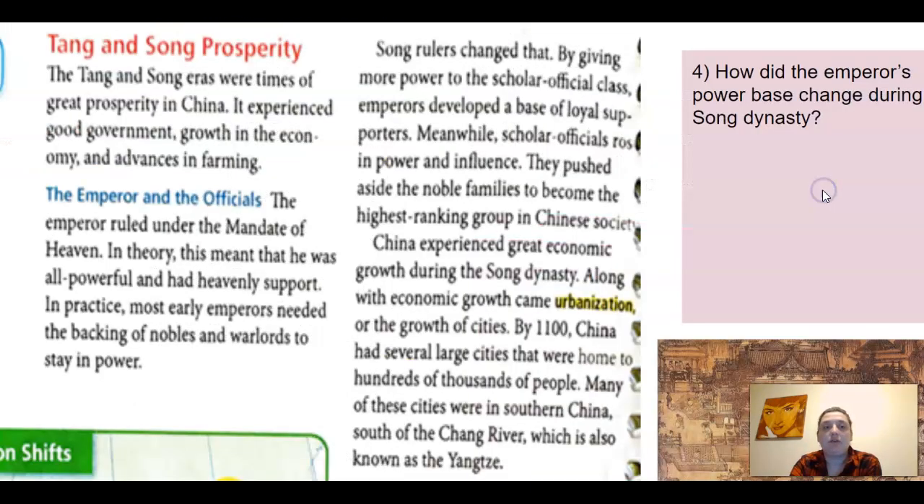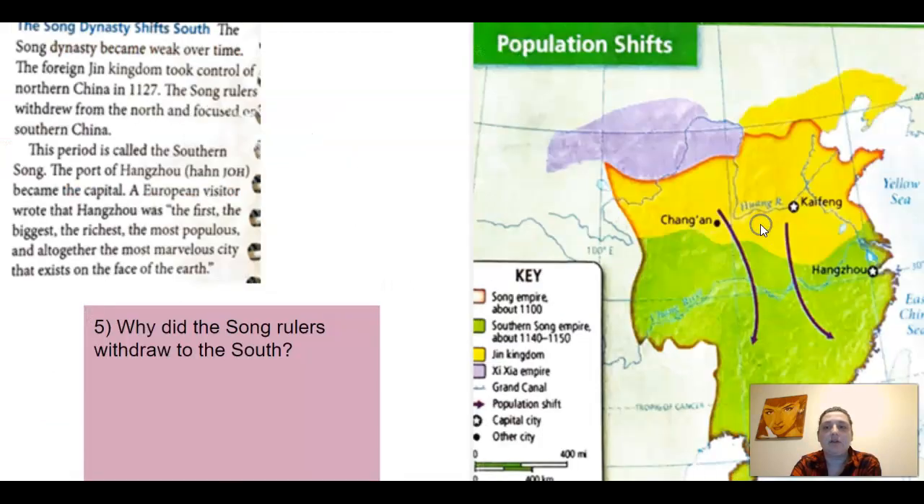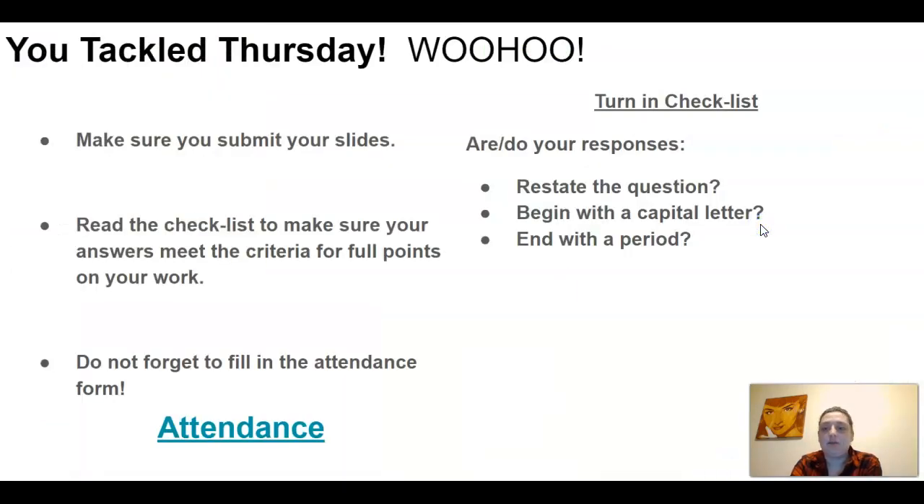Now, once you get that, you're going to move on. You'll read about the Tang and Song growth, and then you will be good to go.